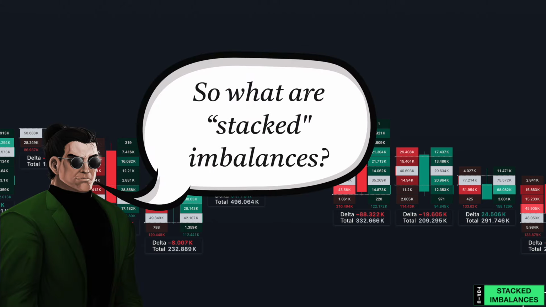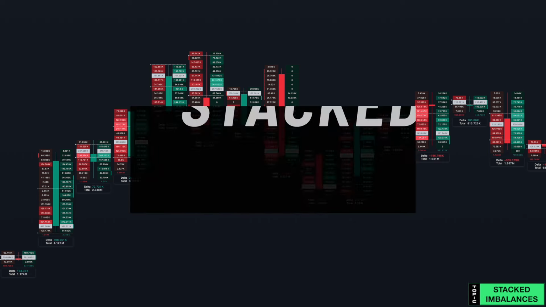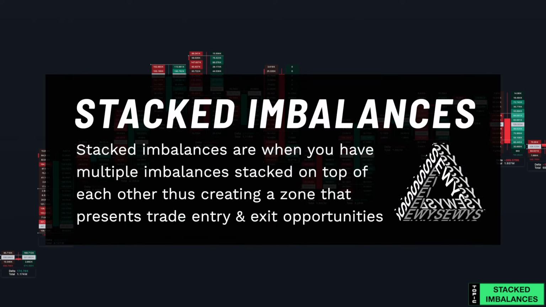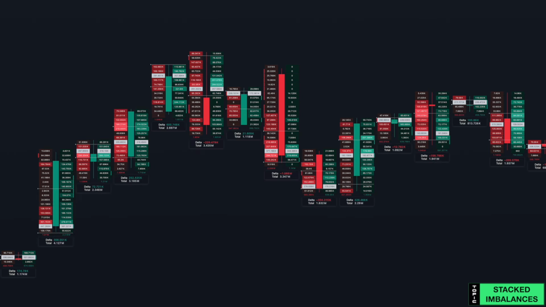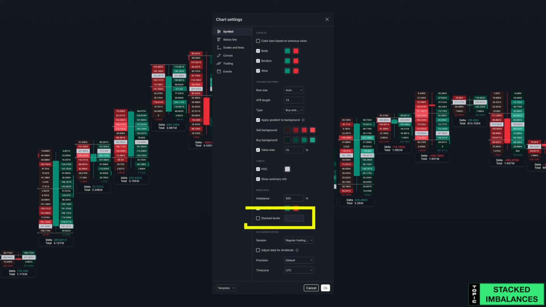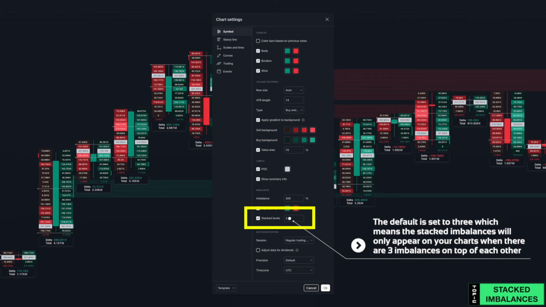So what are stacked imbalances then? Just like the name says, stacked imbalances are when you have multiple imbalances stacked on top of each other, thus creating a zone that presents trade entry and exit opportunities. To set up stacked imbalances, right-click on your charts and go to Settings. In the Imbalances section, click where it says Stacked Levels. The default is set to 3, which means the stacked imbalances will only appear on your charts when there are 3 imbalances on top of each other.